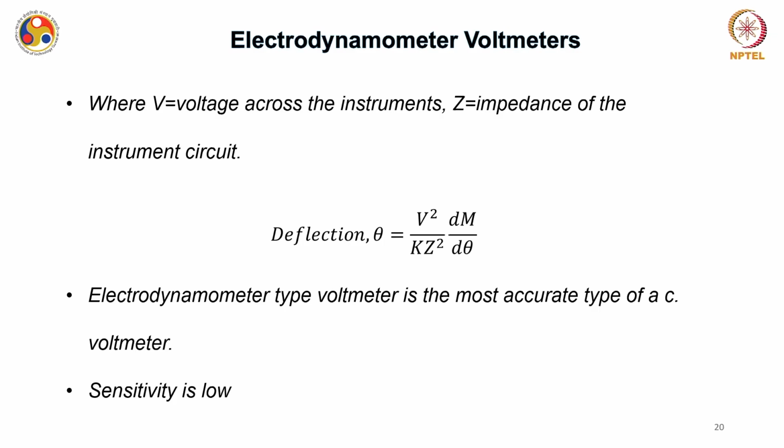So, the electrodynamometer type voltmeter is basically the most accurate type of AC voltmeter. However, it suffers from low sensitivity, and low sensitivity is coming from the equipment structure itself. If you have seen the construction, we have not used any core in this kind of instrument. We are using the fixed coil only with an air core, and because of this the sensitivity of these devices is very low.